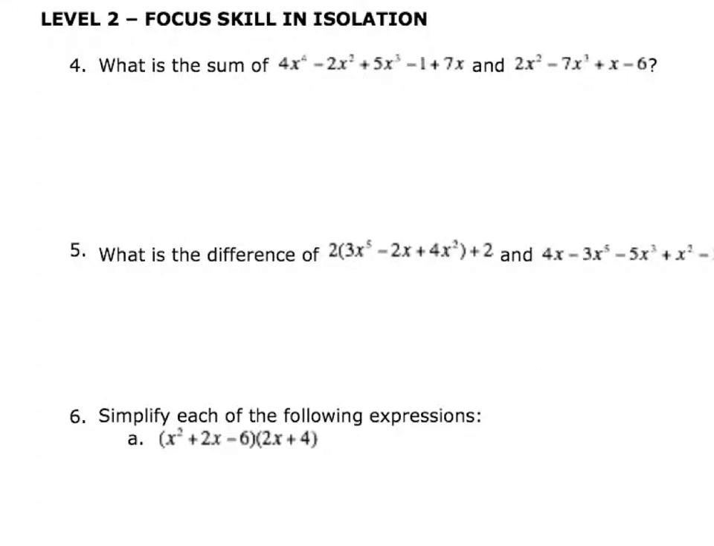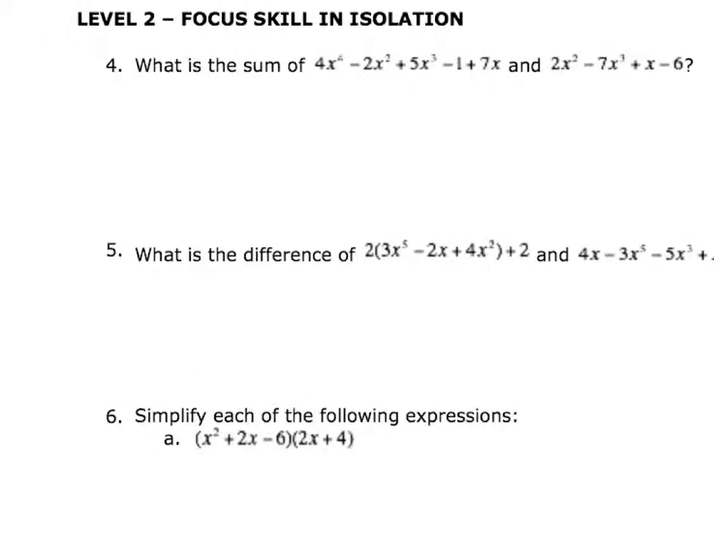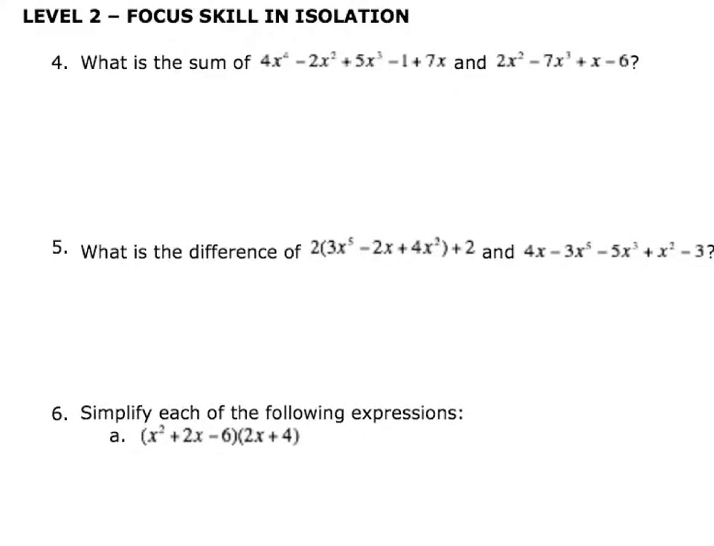Okay, this is level 2 of XEI 504. Number 4 and 5 are going to be similar to some of the ones that you saw in level 1. Again, you have to be able to identify what it's asking you to do. So in this case, sum means add. In number 5, difference means subtract.